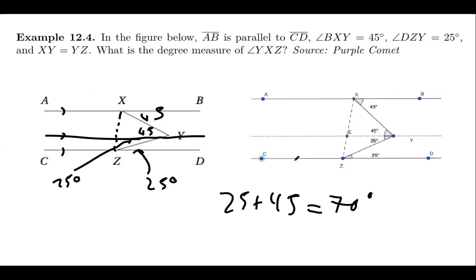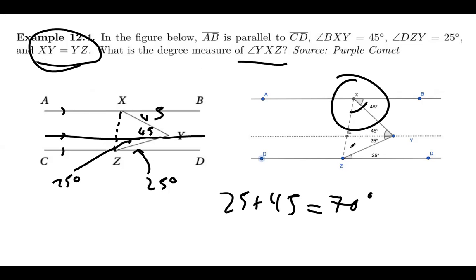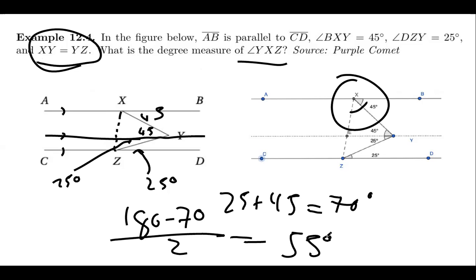And finally, the other part of the problem is that XY equals YZ. And that means that the triangle here is isosceles. Note that YXZ over here is a base angle. So to find that, we just do (180 minus 70) over 2, which gives us 55 degrees.